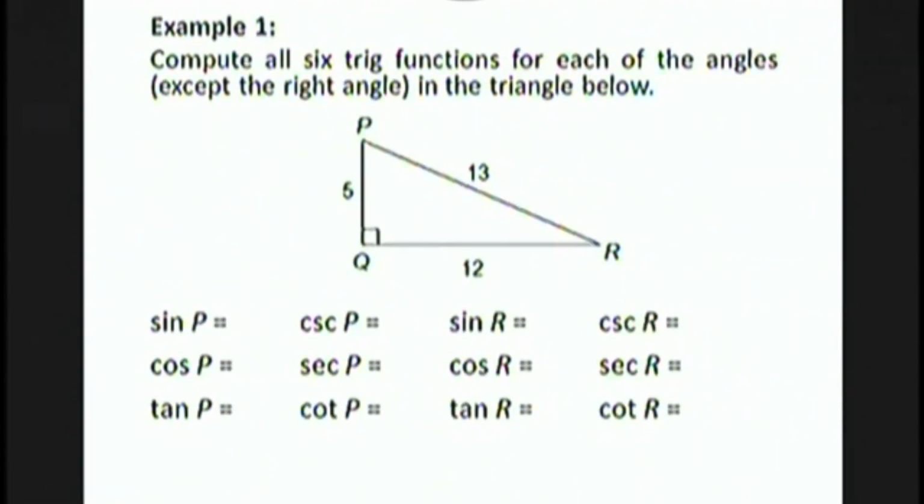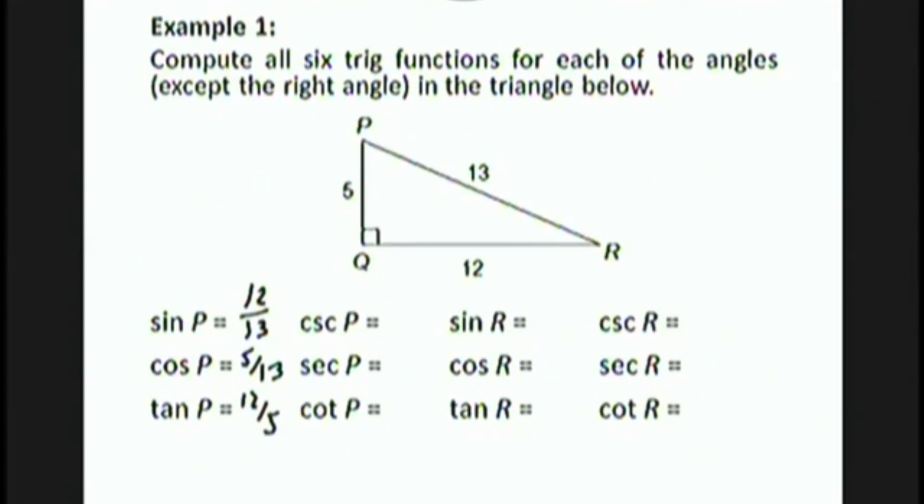Okay, as a simple example, let's look at this right triangle and compute all 6 trig functions for each of angles P and R. Notice that we would never do angle Q because that's the right angle. So the sine of P is opposite over hypotenuse, so that's 12 over 13. Cosine of P is adjacent over hypotenuse, so that's 5 over 13. And tan P is opposite over adjacent, so that's 12 over 5.